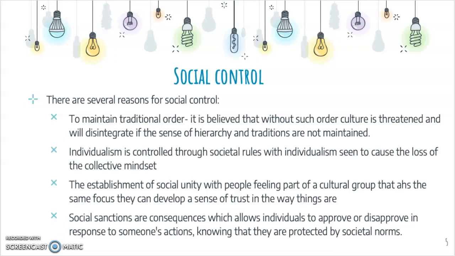Social sanctions are consequences which allow individuals to show approval or disapproval in response to somebody's actions, knowing that they're protecting social norms. So people don't feel bad doing this. They don't feel bad making a comment on a Facebook post. They don't feel bad giving somebody a look in a supermarket if they're not wearing a mask. These are the sort of things that we deem to be methods of social control to try and make sure people are conforming to our group's collective response to a problem.